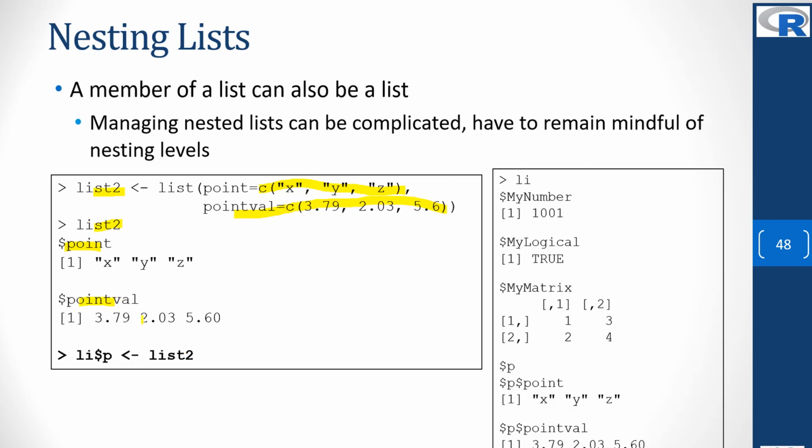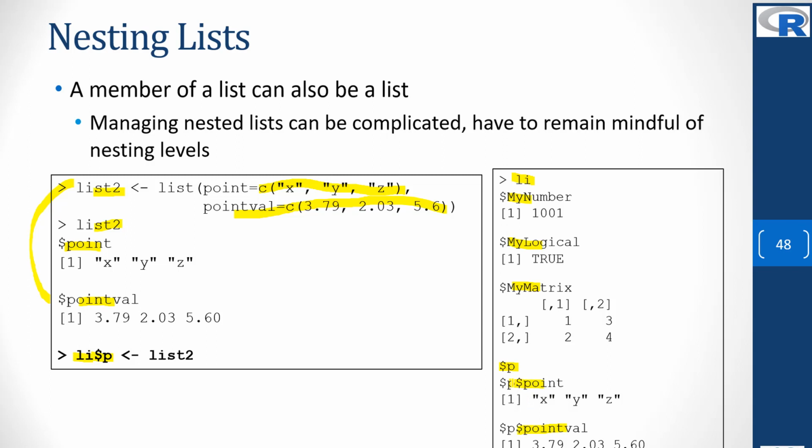Now we're taking that list and we're inserting it in our original list li using the $ notation. So we're creating a new element in our original list that consists of this list. And now if we manipulate that over here, here's the original list with a new element added. Here's my number, here's my logical, here's my matrix, and here's the element we just added, which is a list.